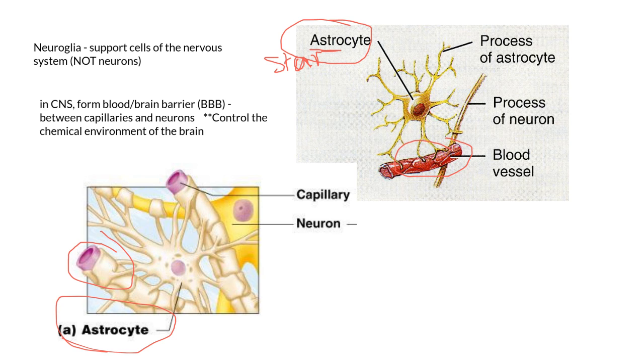It doesn't keep everything out, but it can help keep out certain toxins, certain poisons. Smaller molecules can still get by. For instance, alcohol can cross the blood-brain barrier. That's why it affects how people sometimes behave and how they act. These are the most abundant neuroglia cells that we have. So we have the most of these astrocytes because we are trying to protect the brain. And again, these are in the central nervous system.